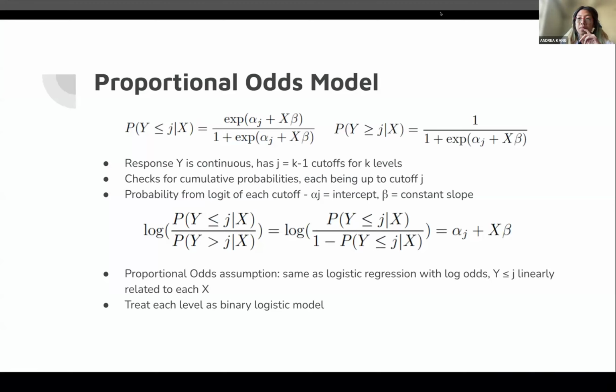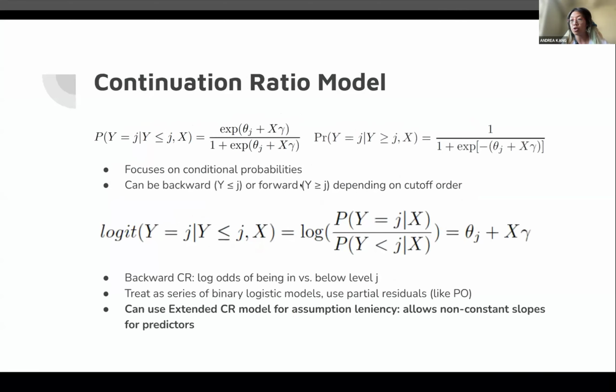The next one we can focus on is the continuation ratio model, which focuses more on the conditional probabilities instead of the cumulative ones. Once again, it really depends on if you want to use the backwards continuation ratio or the forward one. For the backwards one, we focus on level J, given what we know about what is under J, or if we want to focus on what is over J. It depends on if you want to go forward, which R usually focuses on, or if you want to handle the backwards approach. Either way is dependent on the context.